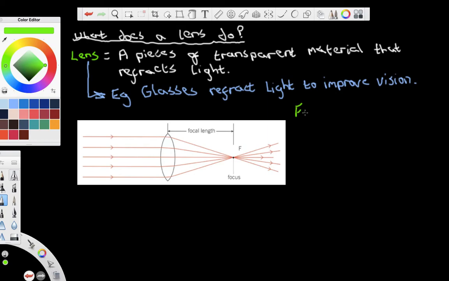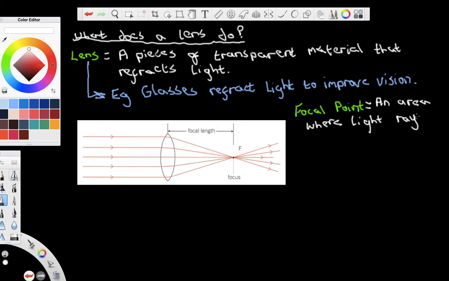So, a focal point is an area where light rays meet.